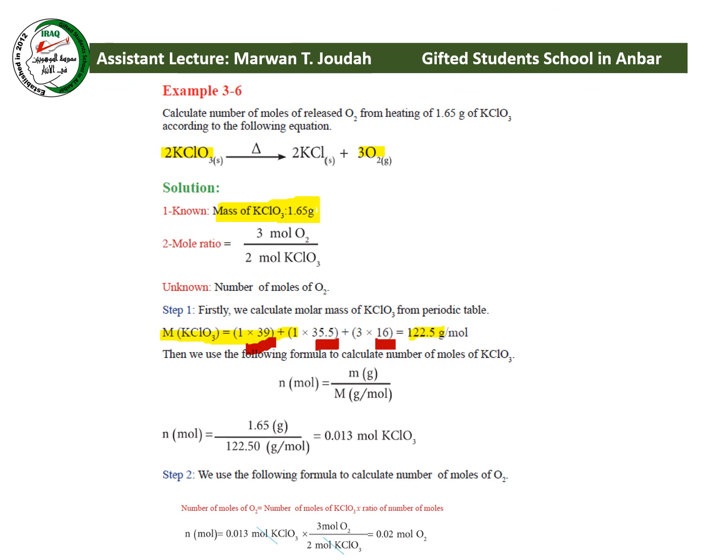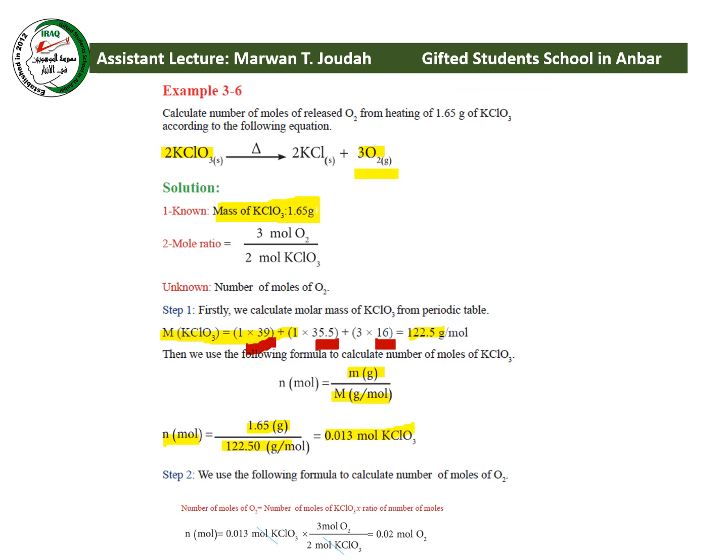Now, n equals the mass of KClO3 over the molar mass of KClO3. And then this is given, and we just calculate this one, and we got the moles of KClO3. Step 2: from the moles of KClO3 we can calculate the moles of O2.